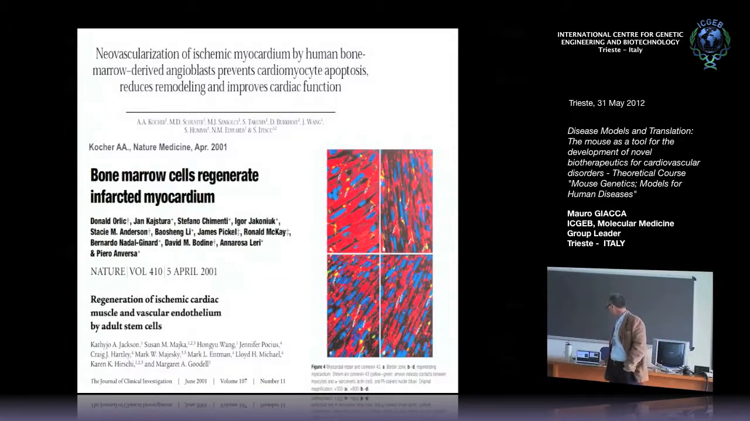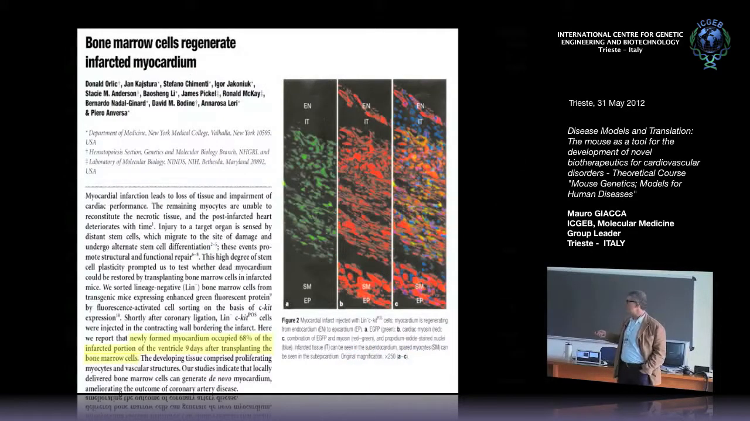This is the most famous of this experiment. It's again from the Piero Anversa laboratory, and basically this is a Nature paper 2001, in which the authors reported that you could reform almost 70% of the whole myocardium simply by injecting stem cells derived from the bone marrow inside the myocardium. 70% of the myocardium, and regenerating the myocardium 70% means regenerating cardiomyocytes, but also regenerating blood vessels, regenerating the architecture, regenerating the stroma, the fibroblasts.